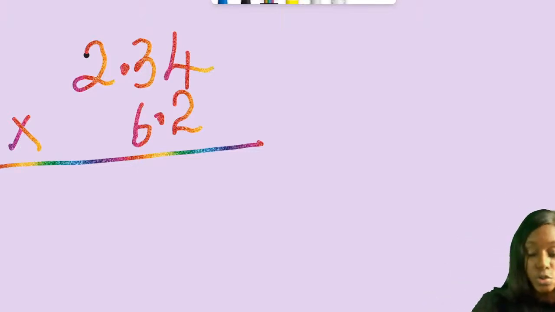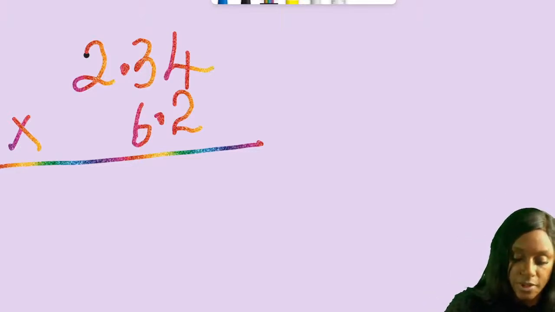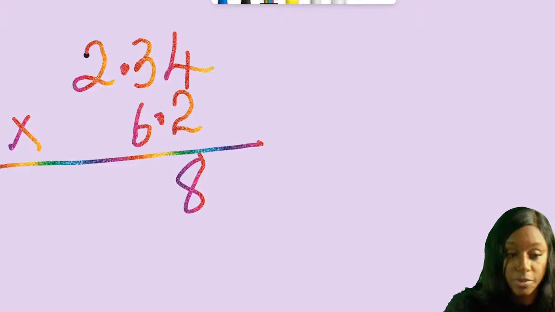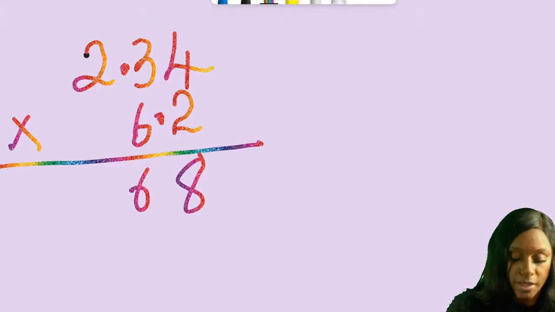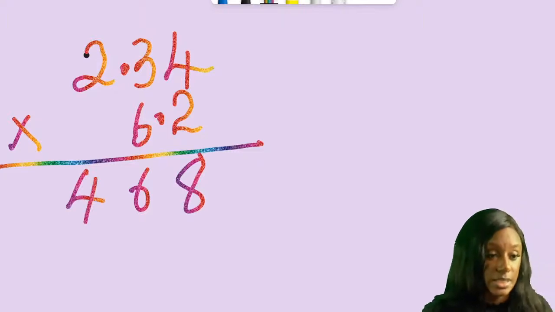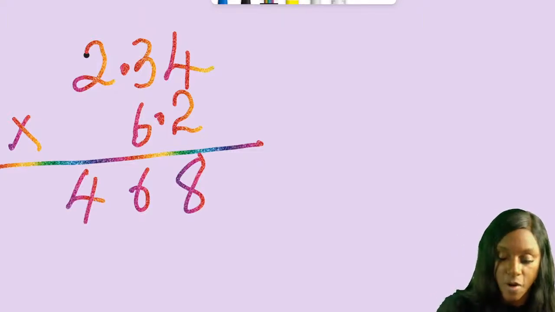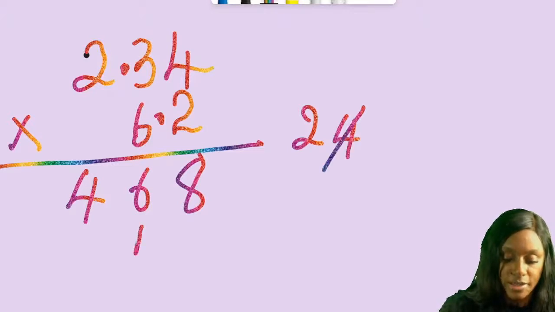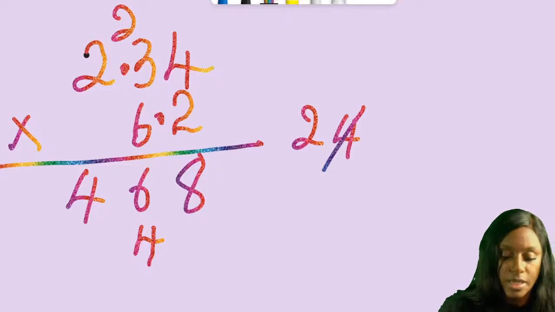So we say 2 times 4, that gives us 8. 2 times 3, that gives us 6. 2 times 2, that gives us 4. Then we go to the next digit. 6 times 4, that gives us 24. We place our 4 right here, okay? And we place our 2 up here. 6 times 3, that gives us 18, plus 2, that gives us 20.